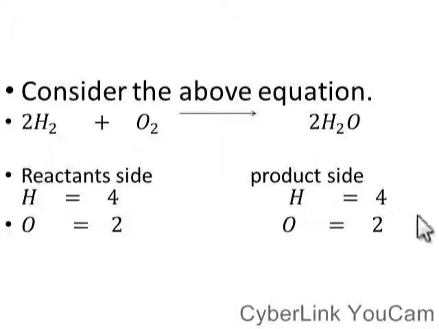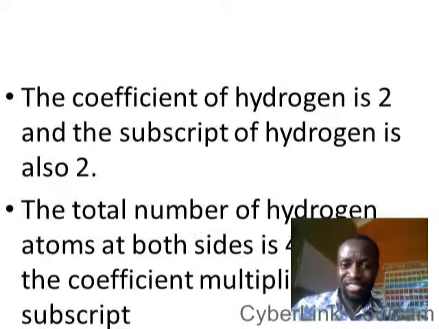How do you know? Because the number of hydrogen at the reactant side equals the number of hydrogen at the product side. The number of oxygen at the reactant side equals the number of oxygen at the product side. So that makes the equation balanced.